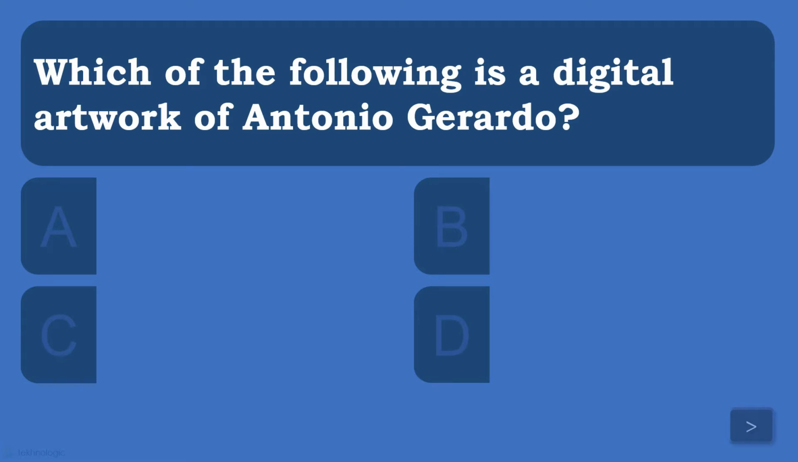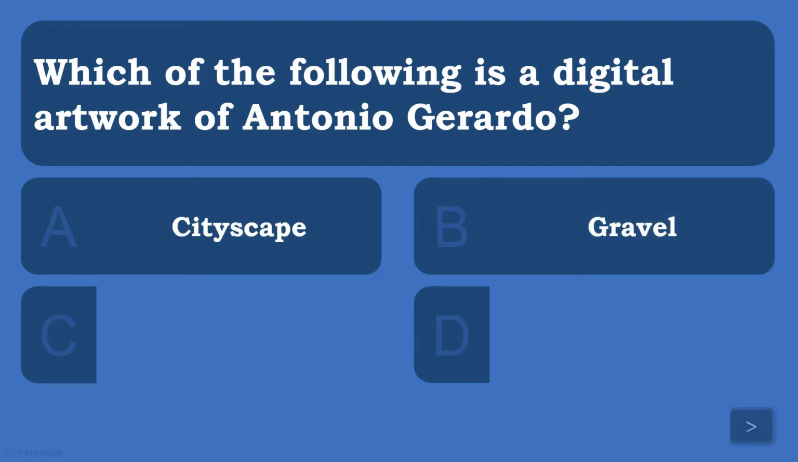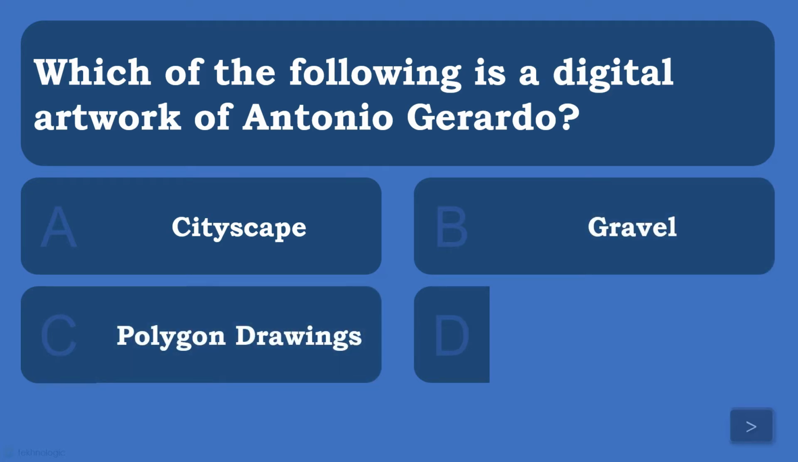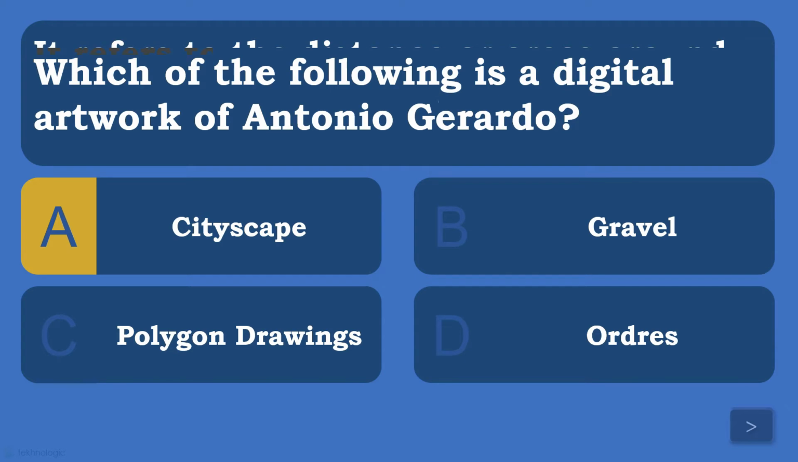Number 3. Which of the following is a digital artwork of Antonio Gerardo? A. Cityscape, B. Gravel, C. Polygon drawings, and letter D. Orges. Correct. The answer is cityscape.